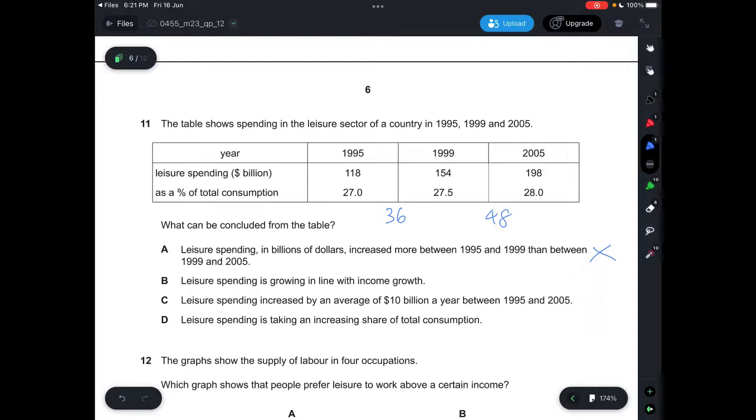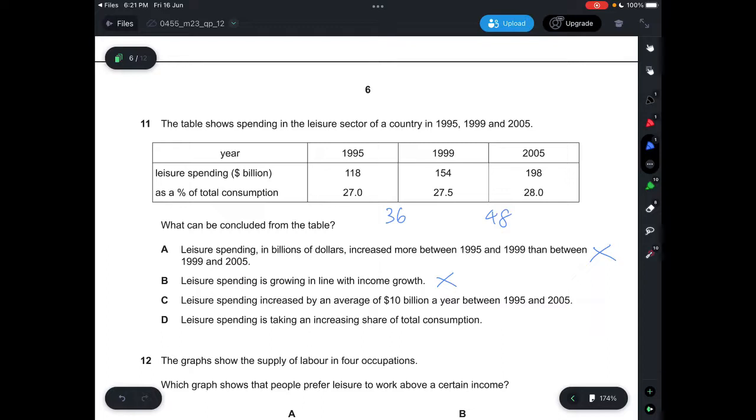Technically, we can't exactly conclude that, so B is not correct. We can't exactly see an income growth. We can only see leisure spending and percentage of total consumption.